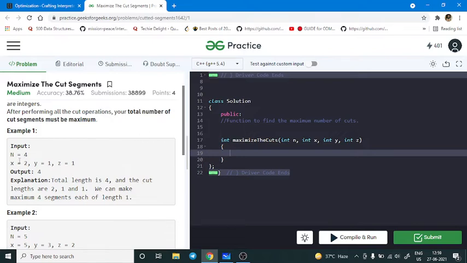In the first sample test case, the line segment is of length 4 units, and the lengths in which we can cut the line segment are 2, 1, and 1, right? So the maximum number of cut segments that we can make such that the entire length can be cut validly, I will explain later why I'm saying validly. The output is coming out to be 4. Why 4? Because the total length is 4 and the cut lengths are 2, 1, and 1, and we can make a maximum of 4 segments each of length 1.